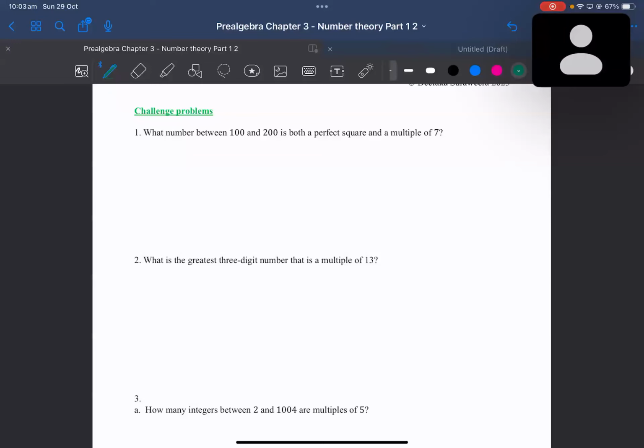There's actually another shorter way to do question 1, a really quick way. Because it's a square number, the 7 has to come from within the square itself. The number you're squaring also has to be a multiple of 7.